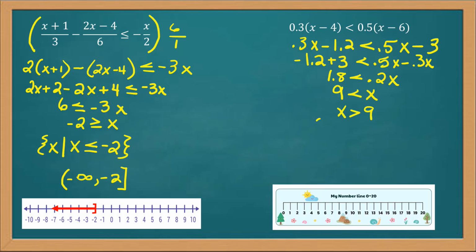So you will write that in set notation. You'll just write x such that x is greater than 9. And then for your interval notation, you'll just put from 9 to infinity, not including 9. And then on your number line, you will put a parenthesis on 9, and then have the arrow point to the right.